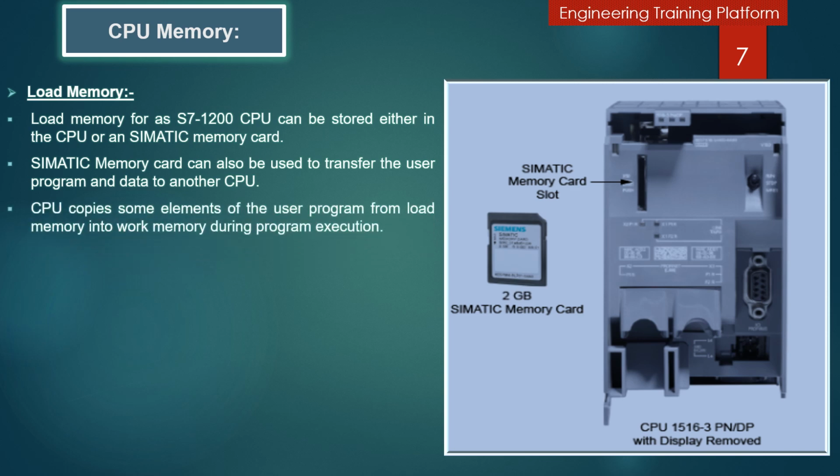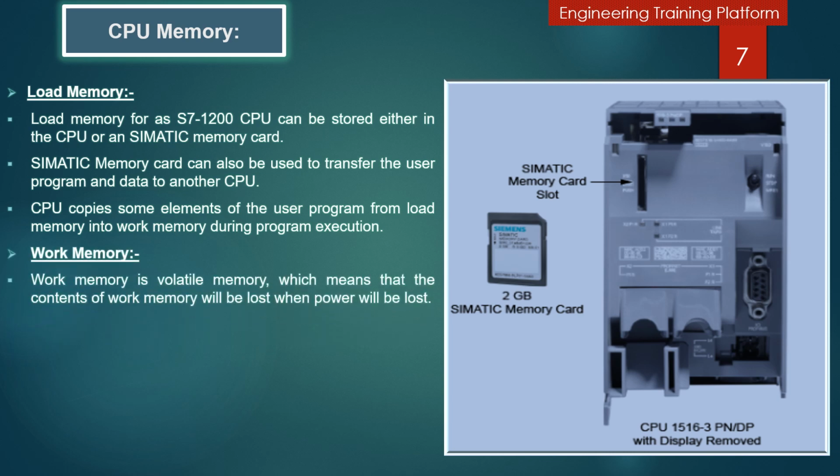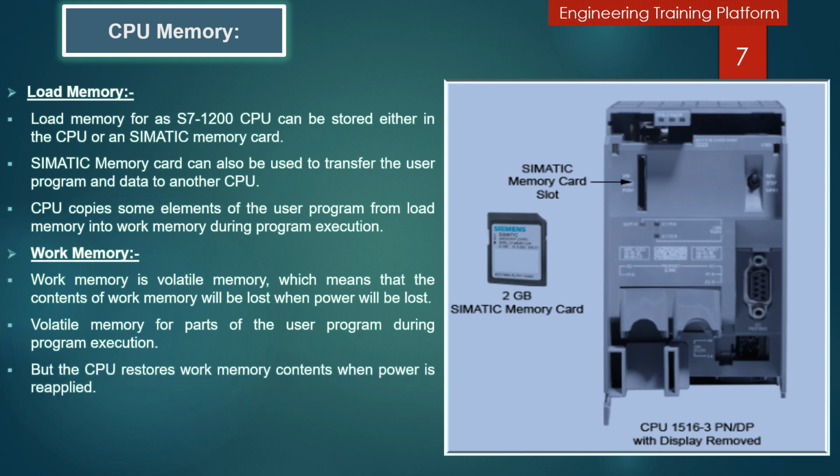The CPU copies some elements of the user program from load memory into work memory during program execution. Work memory is volatile memory, which means the content of work memory is lost when power is lost. It holds a part of the user program during program execution. But the CPU restores work memory content when power is reapplied.